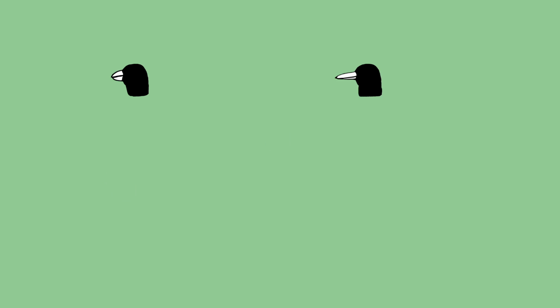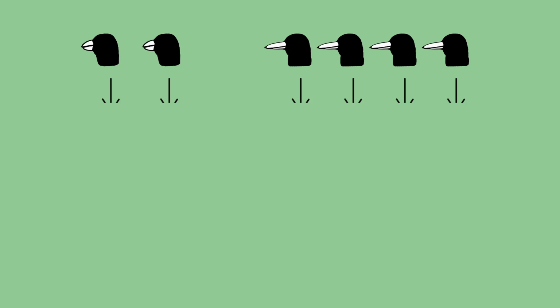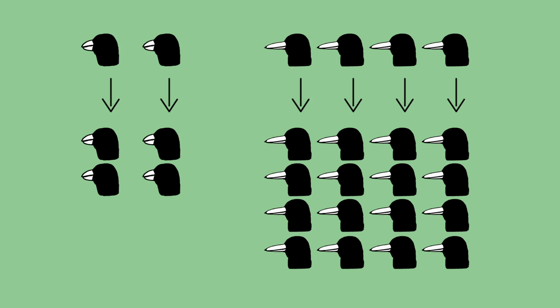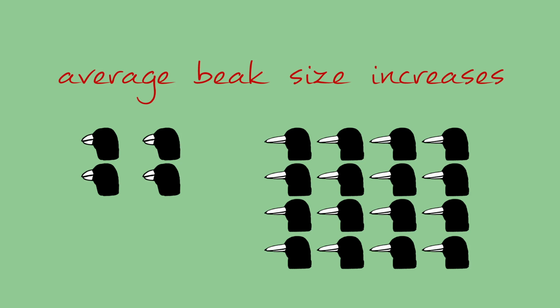The larger beaked birds grow more quickly, are more likely to survive, and have more offspring than the smaller beaked birds. Although some small beaked birds will survive and reproduce, they don't produce as many offspring as the larger beaked birds. Since the offspring resemble their parents, over many generations the average beak size will increase. This is an example of evolution by natural selection.